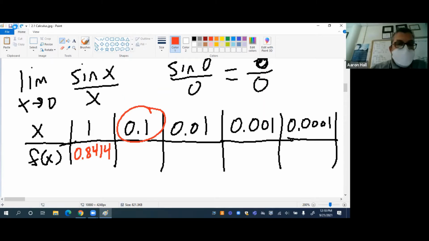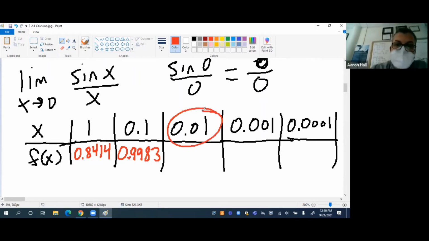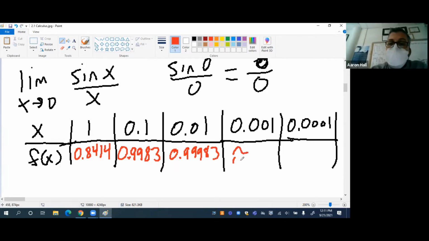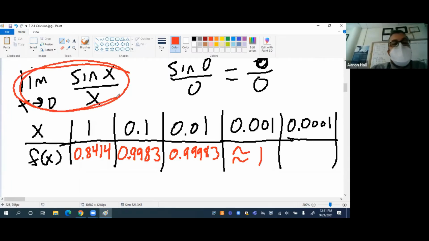0.99, okay. So we get 0.9983. What if I plug in 0.01? So we get 0.99983. So we're getting closer and closer to 1. So what's the limit for this? Yeah, it equals 1. Yep.